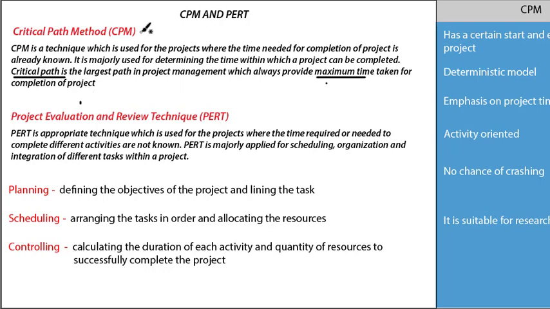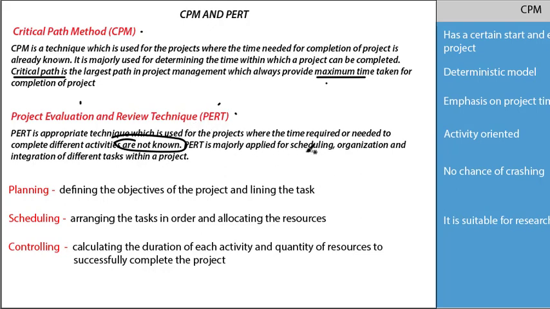So there is CPM, that is critical path method, and then there is PERT, that is project evaluation and review technique. PERT is the appropriate technique used in projects where the time needed to complete different activities is not known. For example, you are doing some research regarding anything, so you will not be able to say when this research will be completed. In such cases the PERT technique is used.